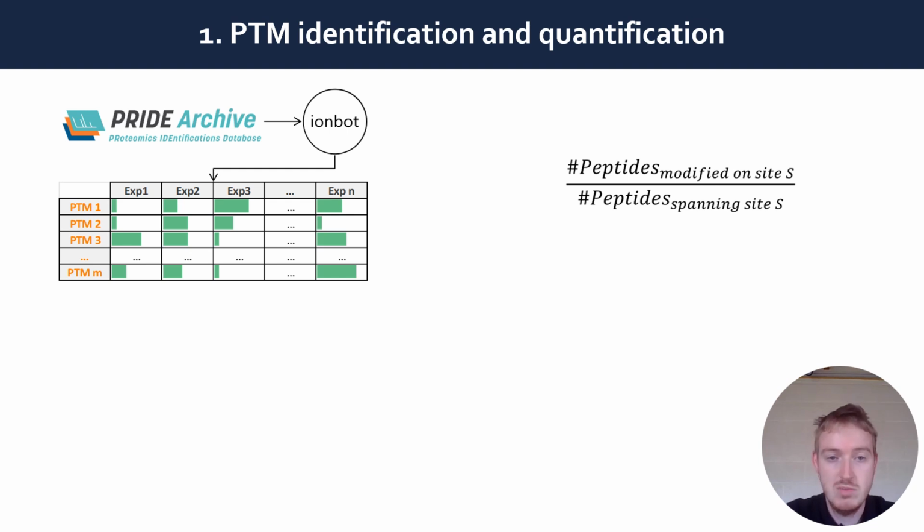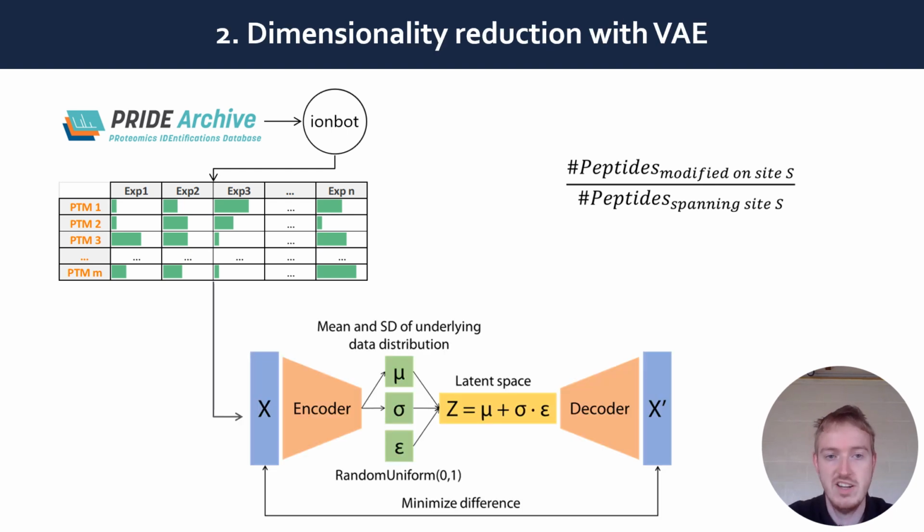For each detected modified residue, I calculated the fraction of proteins carrying that modified residue in each experiment, and I used this data to train a variational autoencoder. A variational autoencoder is a deep learning model that learns how to compress multidimensional data into a low-dimensional latent space, and then decompress this latent space to recreate the original input data.